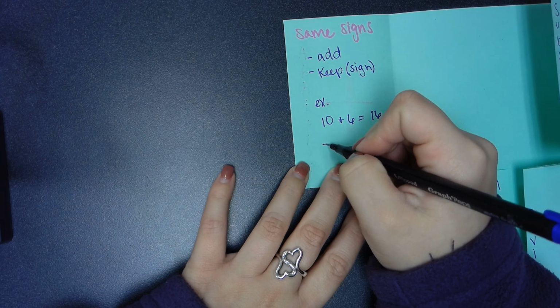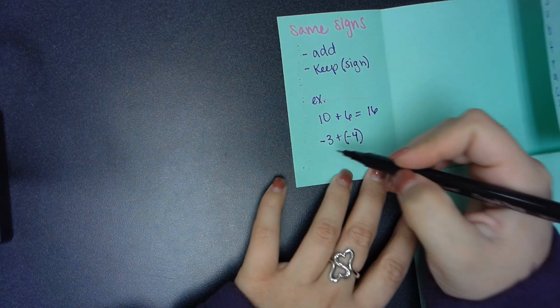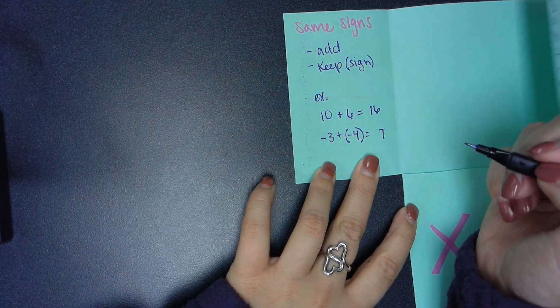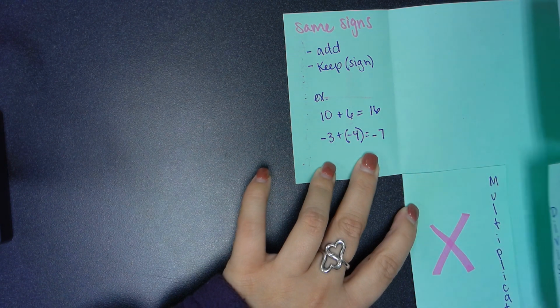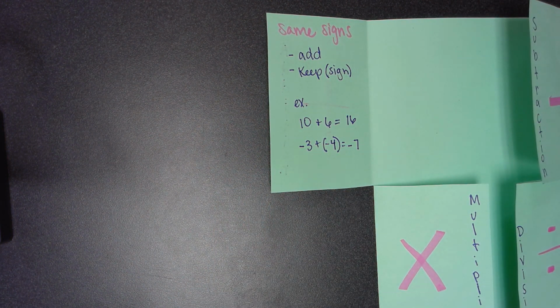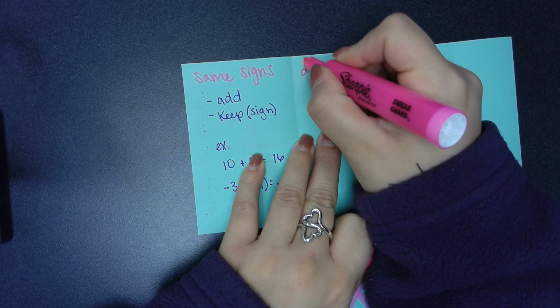Another example would be negative 3 plus negative 4. Okay, I add my numbers. 3 plus 4 is 7, and I keep the negative sign that each number has, negative 7. Okay, then we're going to talk about different signs.